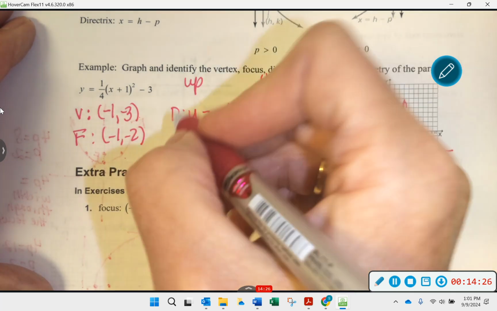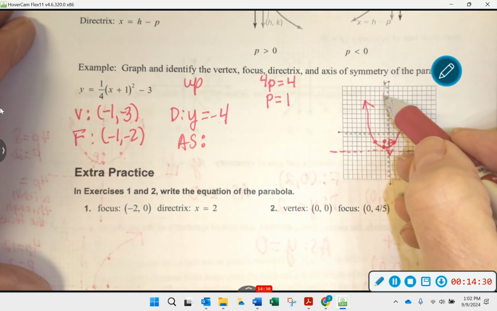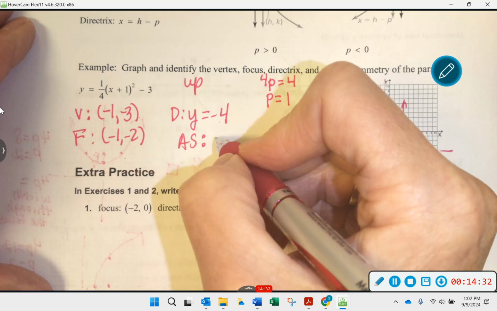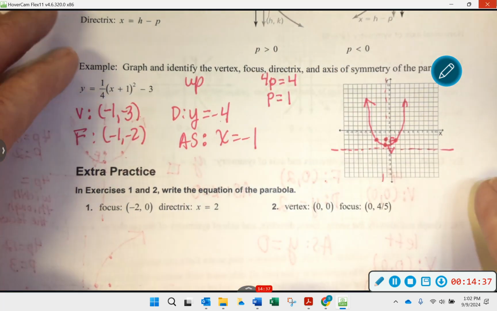And then the last thing we need, guys, is this axis of symmetry. Do you know what this is going to be? Good job. All right.